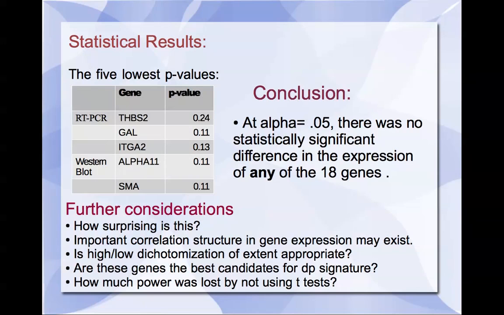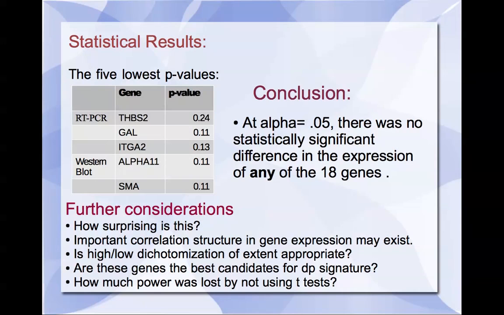Is the high and low dichotomization of extent appropriate? You could imagine that the pathologist has this task of making this classification, but certainly the tissues exist on more or less a continuum, and at some point the pathologist has to draw the line and say this one is high, this one is low. Maybe the human error introduced in doing that is important.